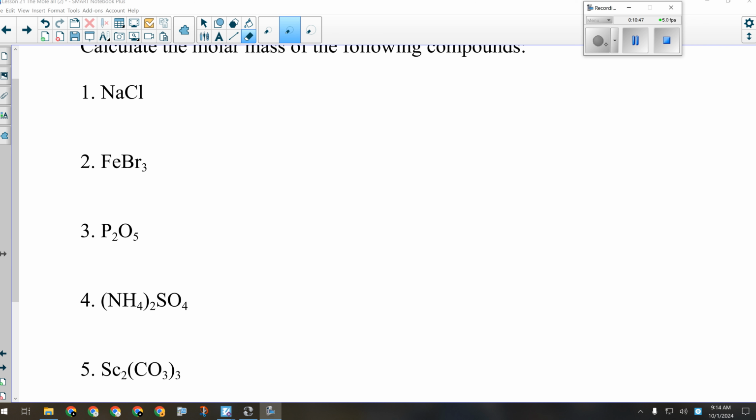What do I do for a polyatomic ion? When I look at my periodic table, there are no molar masses for the polyatomic ions. You have to do the same thing. You have to just do them piece by piece. So how many nitrogens are in ammonium? 1. What's the molar mass of nitrogen? 14.01. You just got to do it one piece at a time. Just break it down element by element.